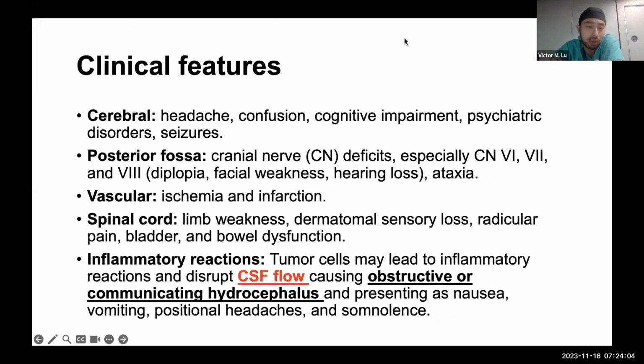And clinical features, I won't go over this too much, primarily depend on the involvement and the structures involved, as you can see here in this big list. I will draw your attention, though, to the bottom, where there is suspicion that with circulating tumor cells, there are localized inflammatory reactions that disrupt CSF flow, and this can generate hydrocephalus, and primarily is one of the reasons why we continue to see these patients in the operating room a lot for CSF diversion, given this sequela of disease.